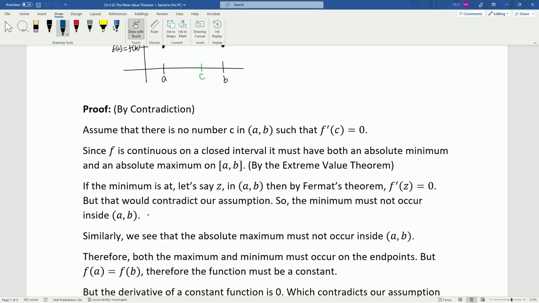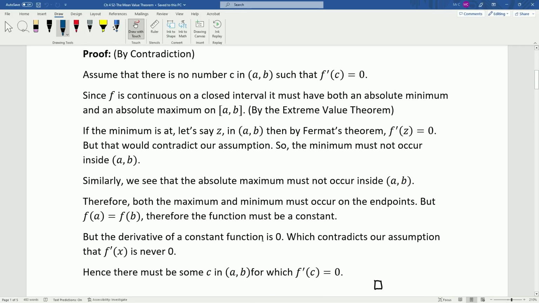Okay, well, likewise, we can make the same exact argument. Let's say there must be a maximum on the interval by the extreme value theorem. And if that maximum occurs in the interval from a to b, then f prime of z would be 0, which again, we're assuming that there's no point where f prime is 0. So the absolute maximum would not be able to occur inside the interval from a to b. Therefore, both the maximum and minimum must occur on the endpoints, but f of a equals f of b, therefore the function must be a constant.